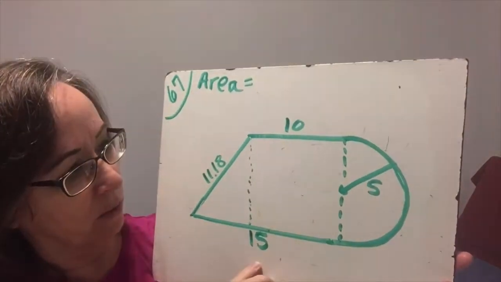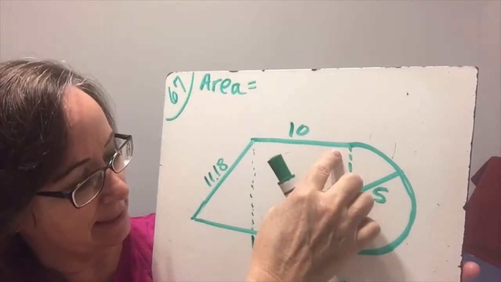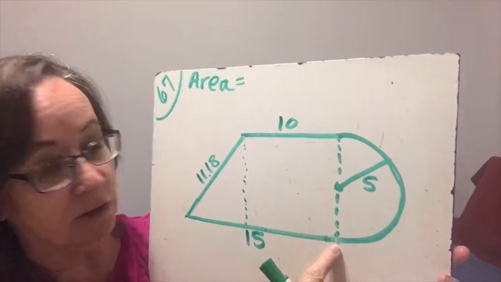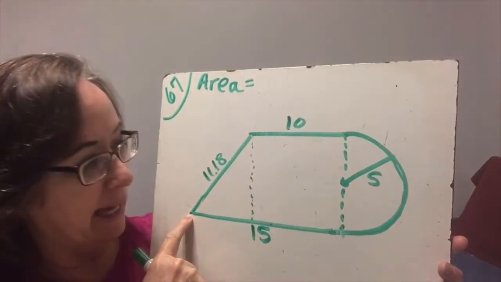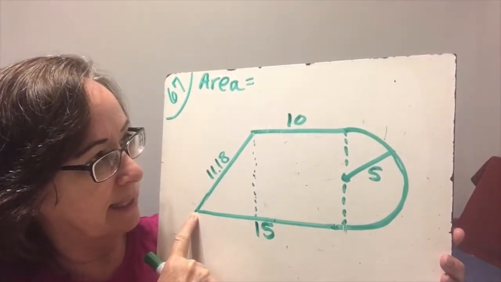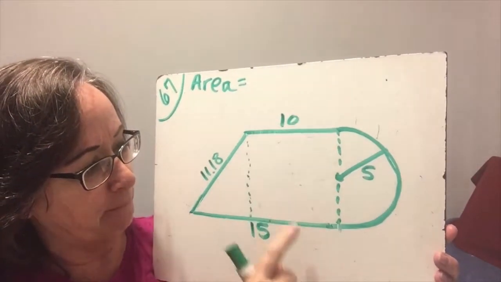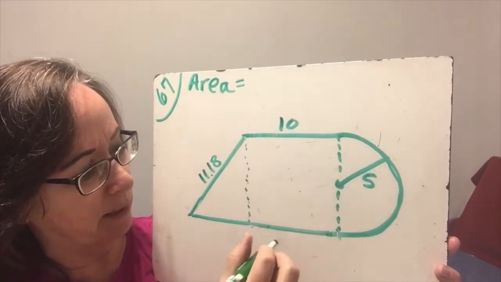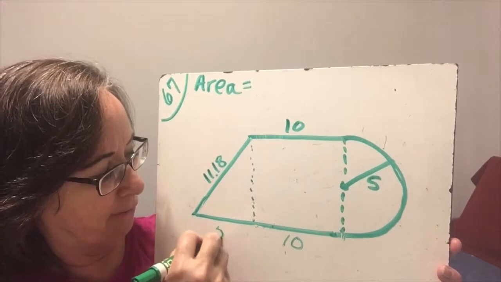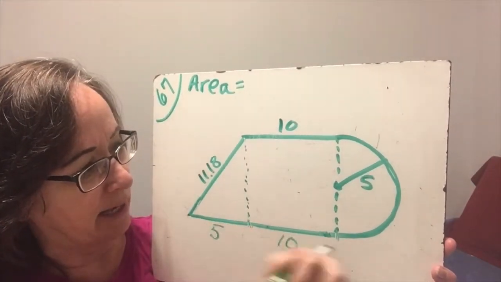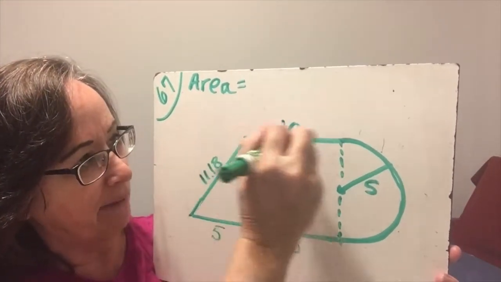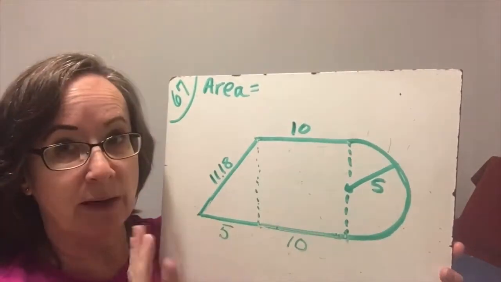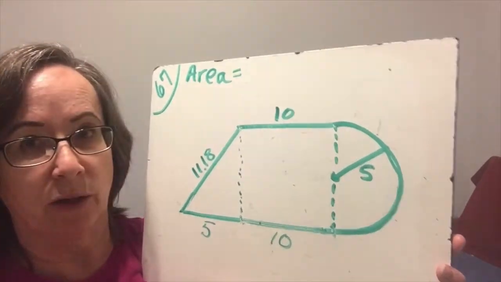Now, we know that this on the top is 10, and this length from the semicircle starting to the edge is 15. Doesn't it make sense that this 15 could be broken up into 10 and 5? Because doesn't this length underneath the bottom of the rectangle have to be the same as the top? 10 plus 5 is the 15. So now we can split it up into its parts.